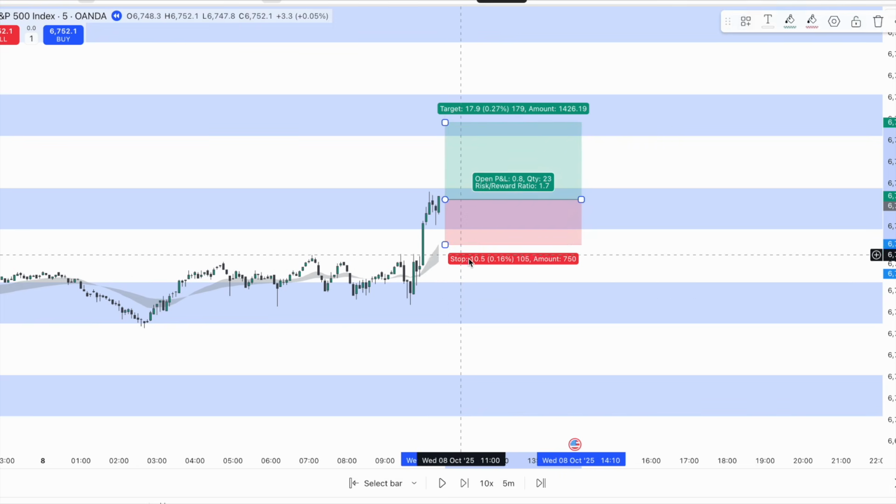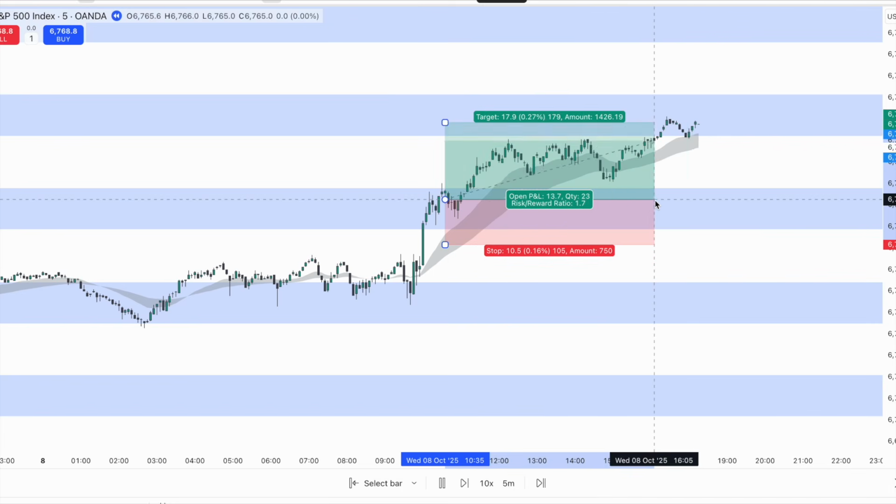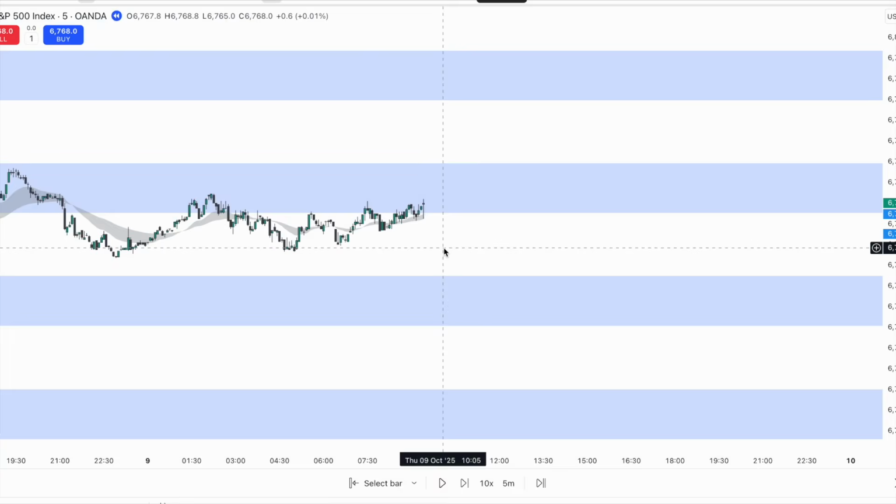Then we simply wait for the move to play out, and we don't need to stare at our screen again either, because we'll just get alerted when either our stop or target gets hit. So this is what happens. Another successful breakout trade with clean profit. Now let's move on to Thursday.